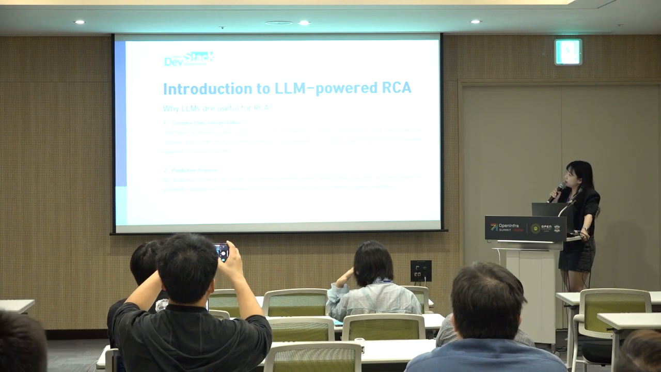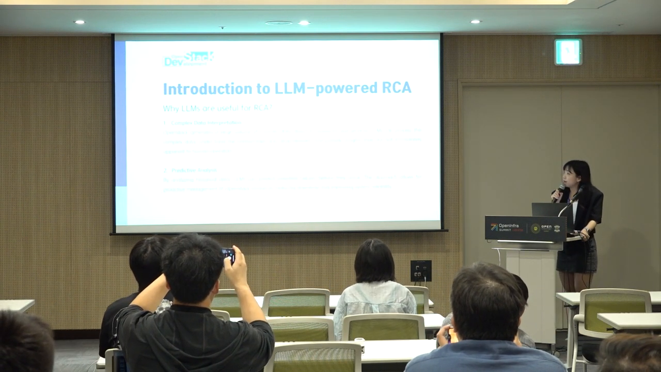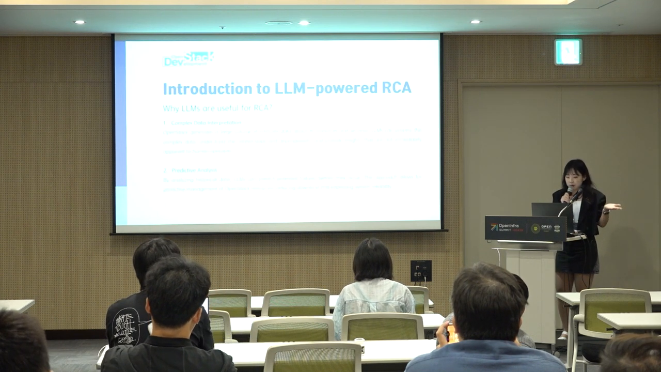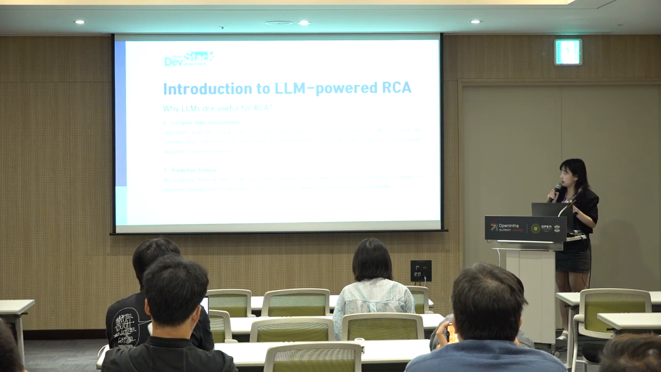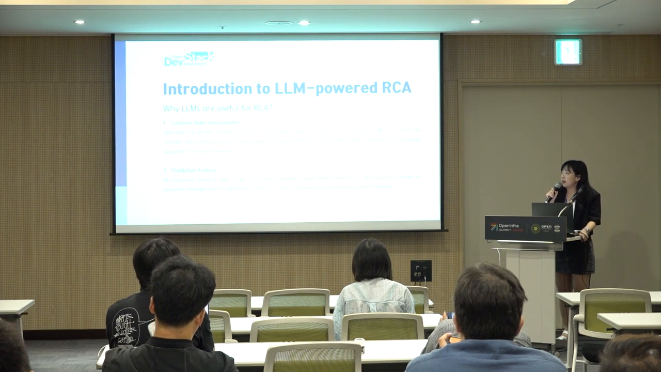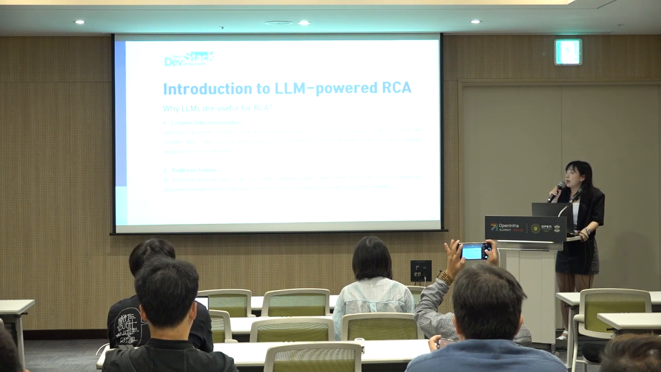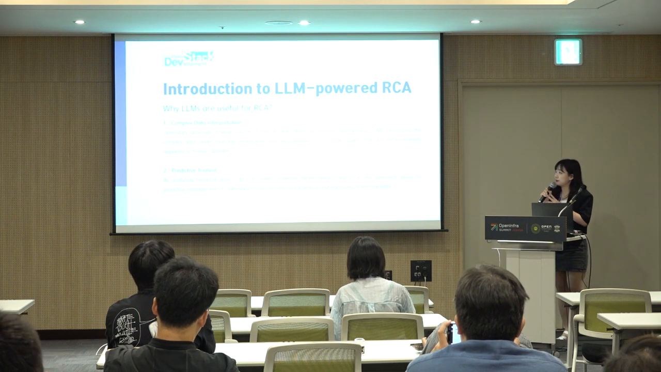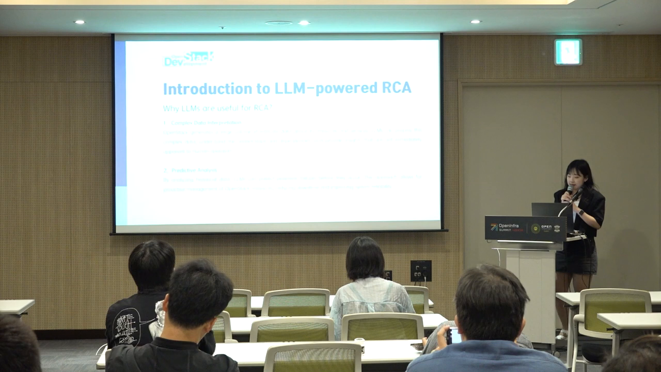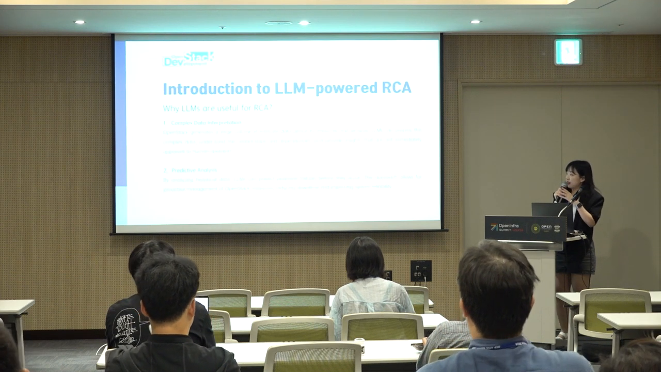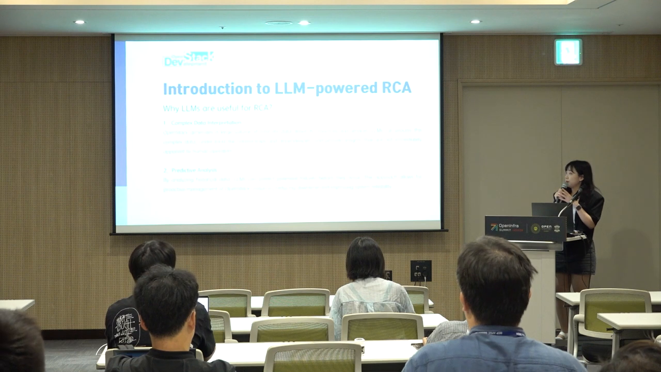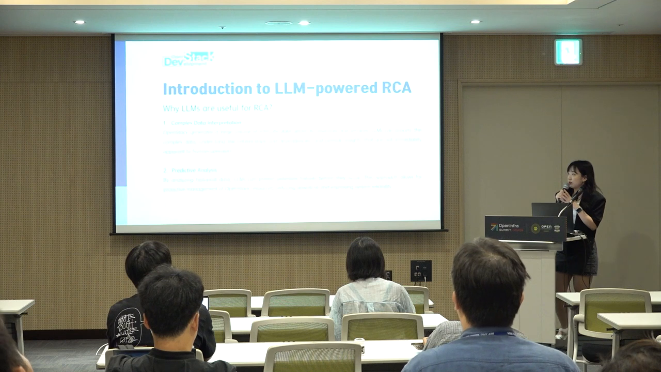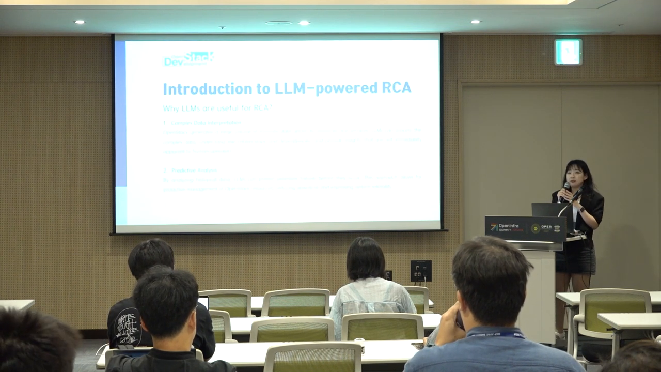Then, why are large language models useful for RCA? First, complex data interpretation. OpenStack generates a large volume of intricate data about its resources and services. LLMs can process this complex data, understand the relationships and dependencies, and provide insights that are not immediately apparent to human operators. Second, predictive analysis. By analyzing historical data, LLMs can predict potential failures before they occur. This approach allows for proactive management of OpenStack resources, reducing downtime and improving system reliability.